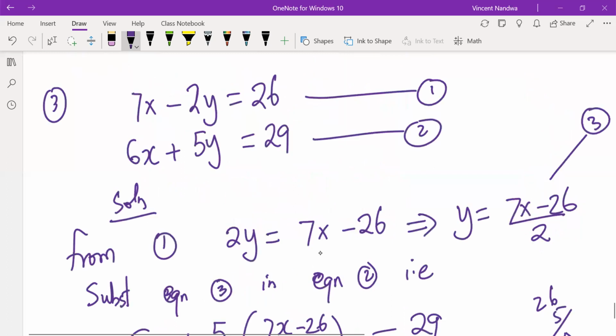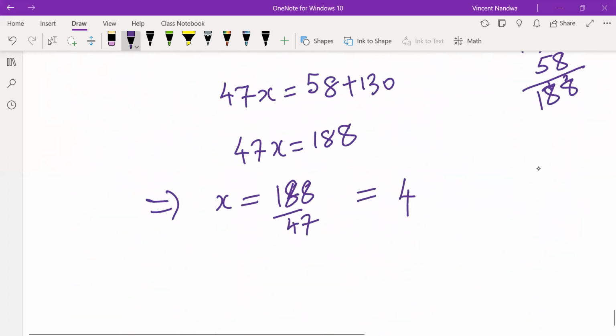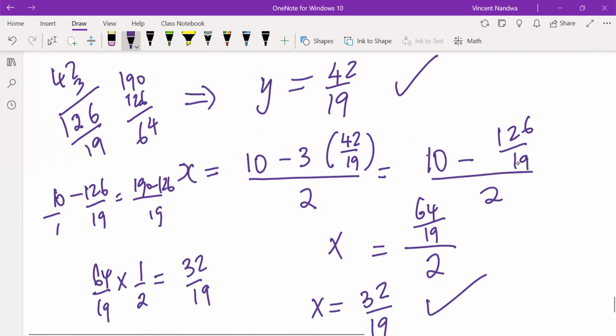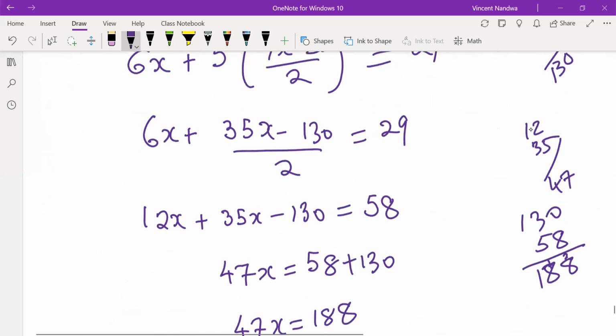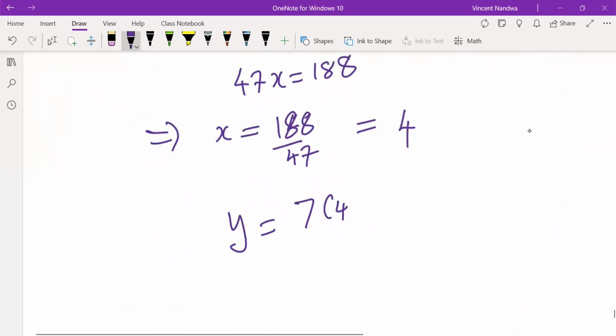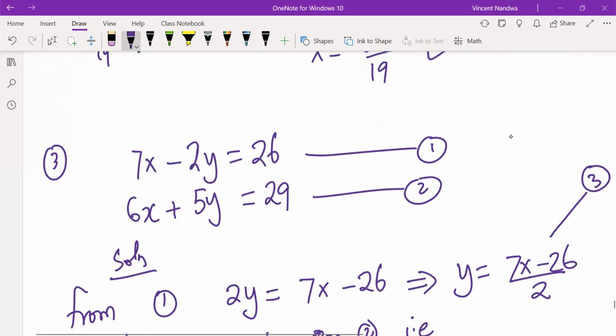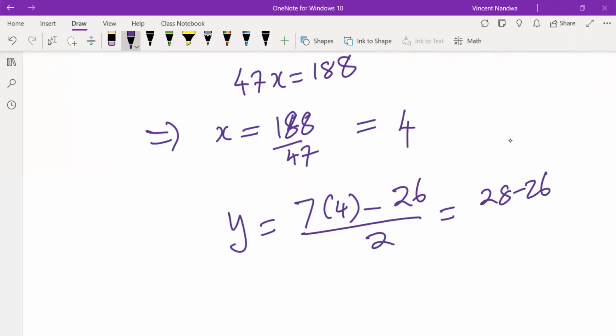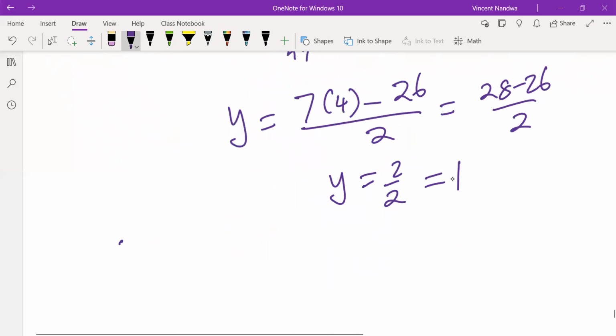To get y, we use equation 3. So y equals 7 times 4 minus 26, over 2, which will be 28 minus 26 over 2, and y will be 2 over 2, which is 1. So the value for x is 4, and the value of y is 1.